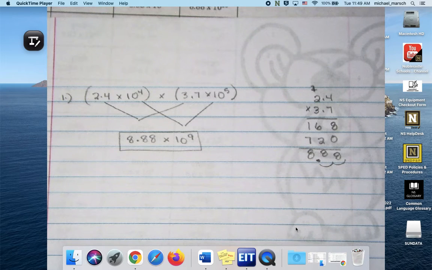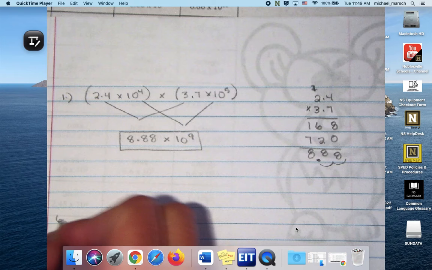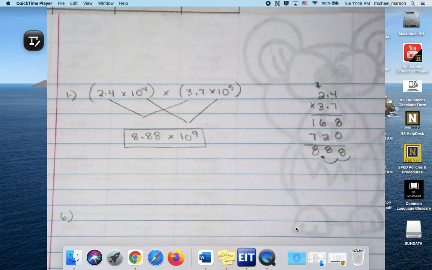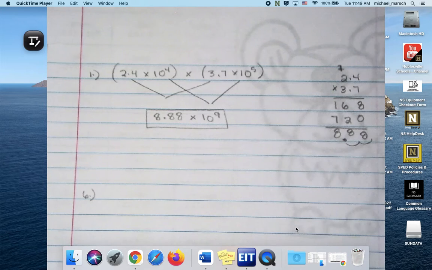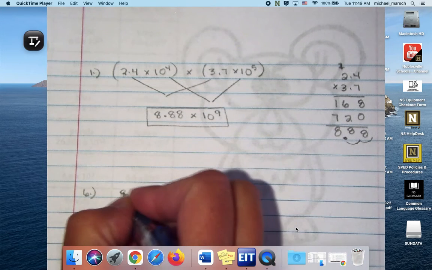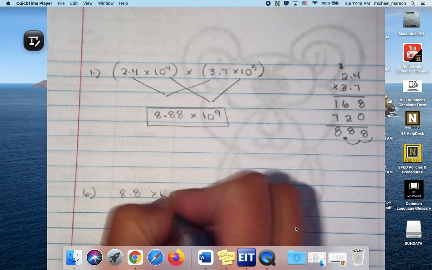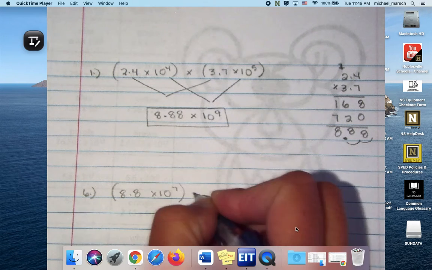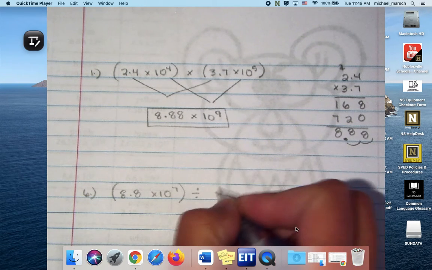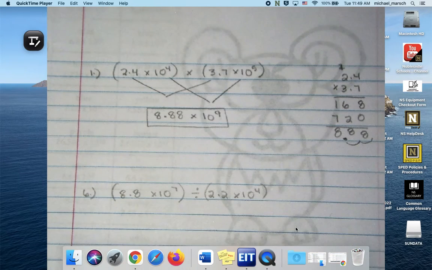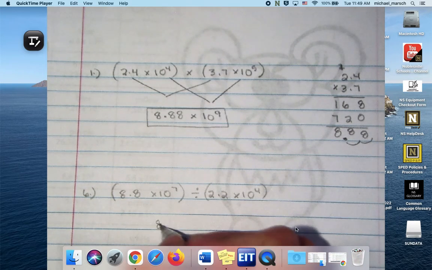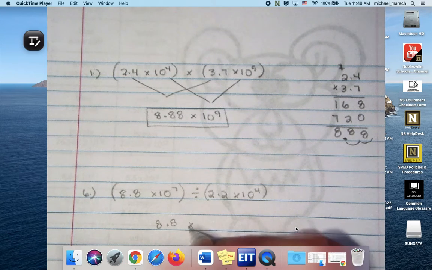So what color will you color in number 1? Orange. Yellow. Okay. I'm also going to show you problem number 6. You don't have to write it down yet, but I just want to make sure that you guys have seen a division problem done together. 8.8 times 10 to the 7th divided by 2.2 times 10 to the 4th. I'm going to rewrite them as fractions.